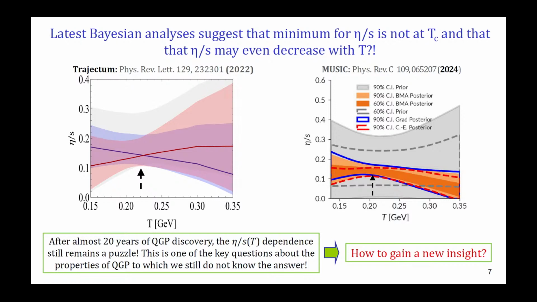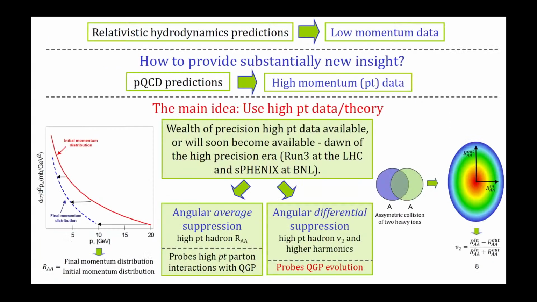And this is one of the key questions about the properties of quark-gluon plasma, to which we still do not know the answer. So this is not the only question, there are many of them, but this is one of them. And the question is how to gain new insight. As I said, these previous studies were based on relativistic hydrodynamic predictions and low momentum data.